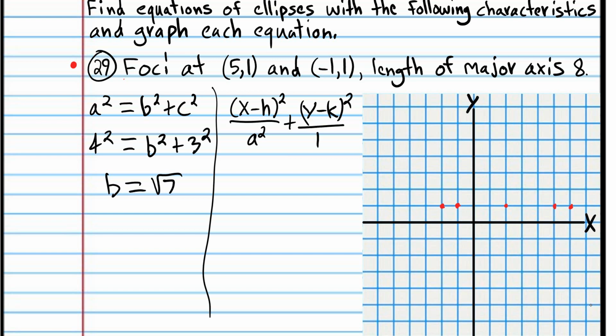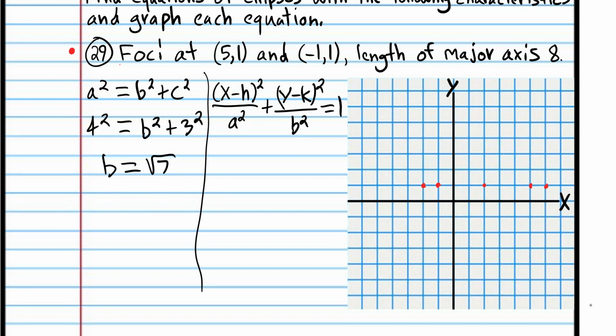With ellipses, a is always bigger than b. That's not the case with hyperbolas, which we're going to do next. But with ellipses, a is always bigger than b, because a is the hypotenuse of that triangle we drew in the previous class.